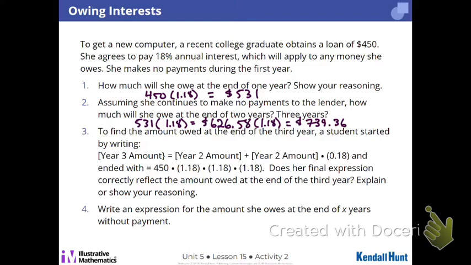It costs money to borrow money. If you find a 0% loan, take it. All right?